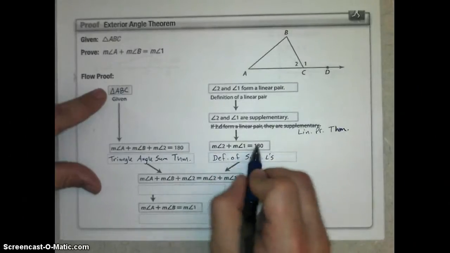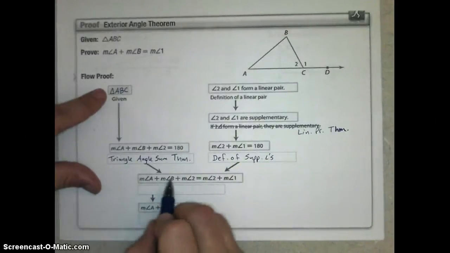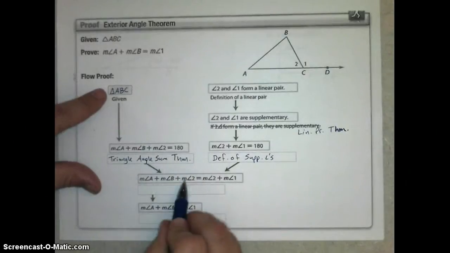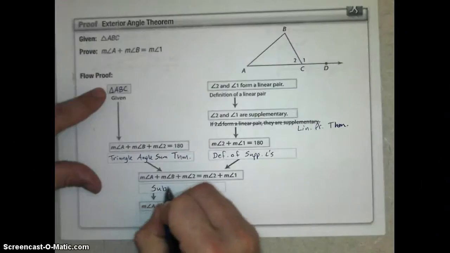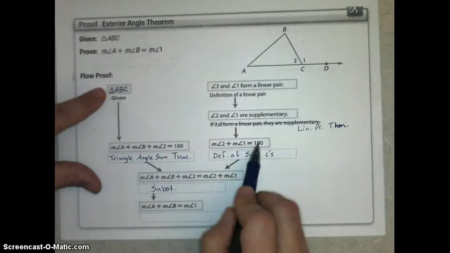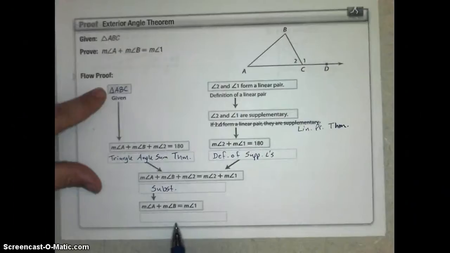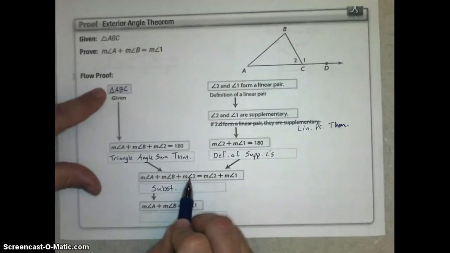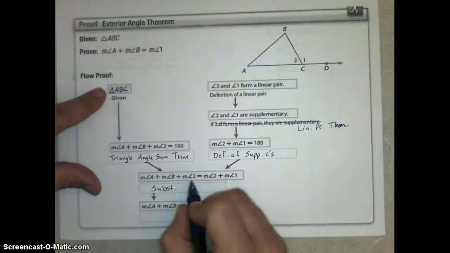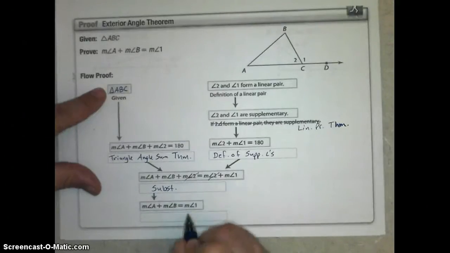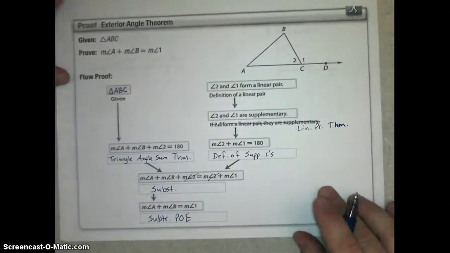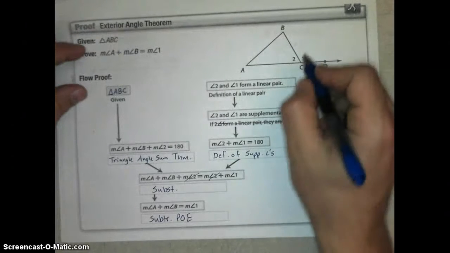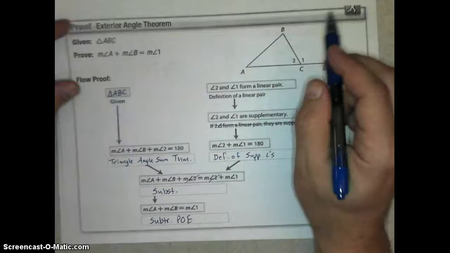So since these two measures add up to 180, and I know that all three of these add up to 180, A plus B plus 2 has to be the same as 2 plus 1 by substitution. We're substituting this in for 180 degrees. And since that is true, notice there's a measure of angle 2 on both sides. I could just subtract that from both sides and get the measure of angle A plus measure of angle B equals the measure of angle 1 by the subtraction property of equality. So there's our proof of the exterior angle theorem. If I have an exterior angle, it is equal to the sum of the remote interior angles.